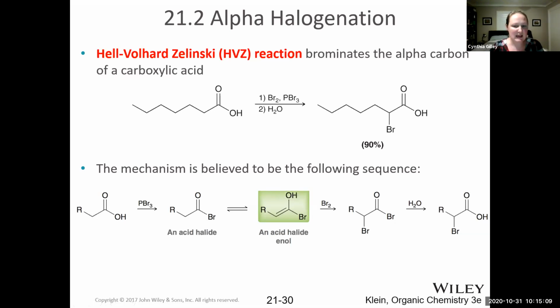So while we're not going to go over the entire mechanism, it's thought that the PBr3 converts the carboxylic acid to an acid bromide in this case. And this is in equilibrium with its keto to enol form, creating a nucleophile at the alpha carbon. The nucleophile could then react with bromine, similar to the last reaction we just talked about, to place a bromine at the alpha carbon. And then acyl bromides are not stable in the presence of water. So once water is added, just like an acid chloride, an acid bromide or acyl bromide will be hydrolyzed back to a carboxylic acid.